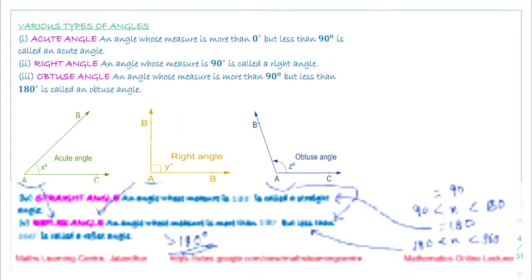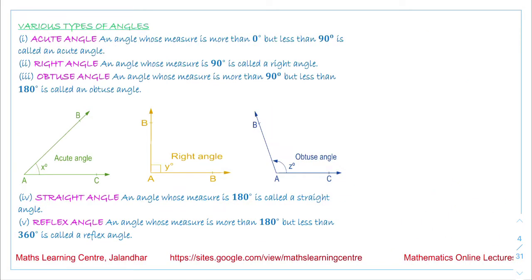Next there are some terms: acute angle, right angle, obtuse angle. An acute angle is when the measure of the angle is more than 0 and less than 90. If I am talking about some angle, say x degrees, we say 0 degrees is less than x degrees is less than 90 degrees, then it is called an acute angle.